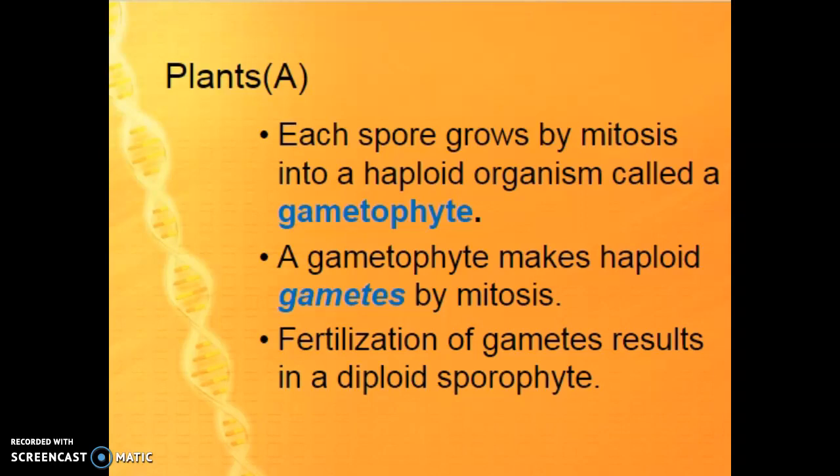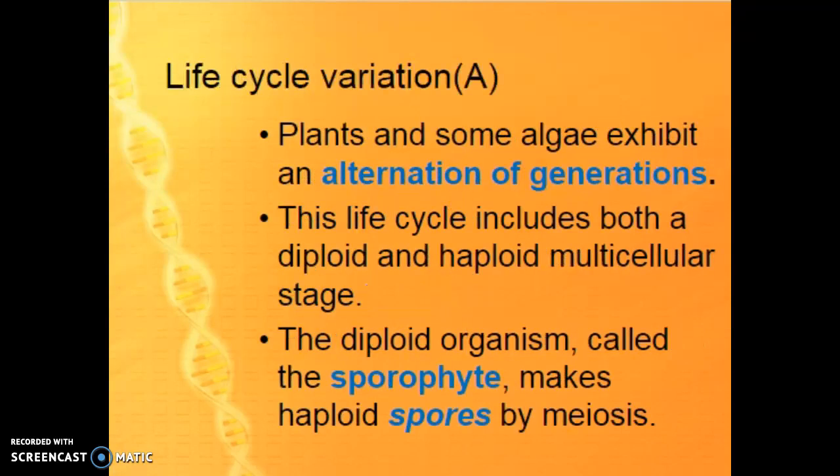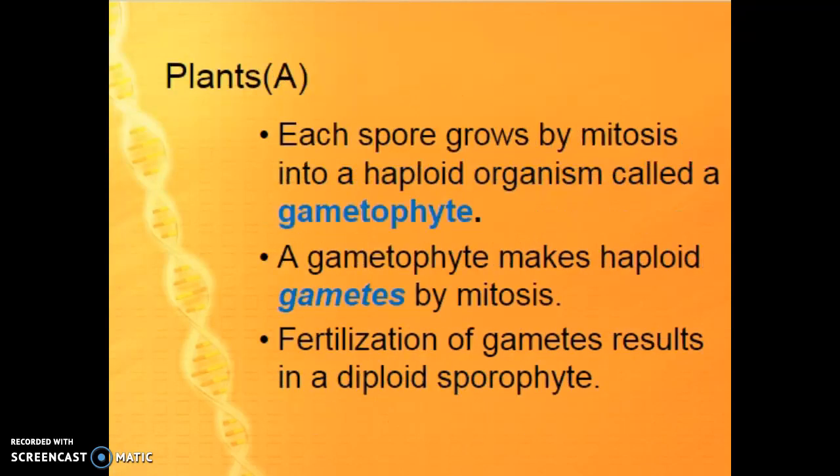Okay, so in plants, each spore is going to grow by mitosis into a haploid organism called a gametophyte. The gametophyte is going to make gametes by mitosis, and then the fertilization of the gametes results in a diploid sporophyte. So that's essentially this alternation of generations that we're talking about.